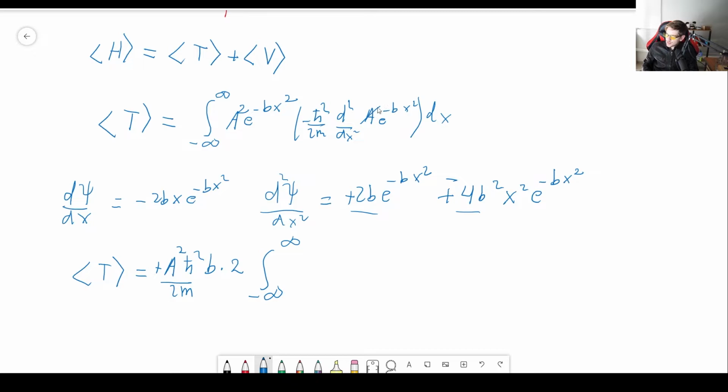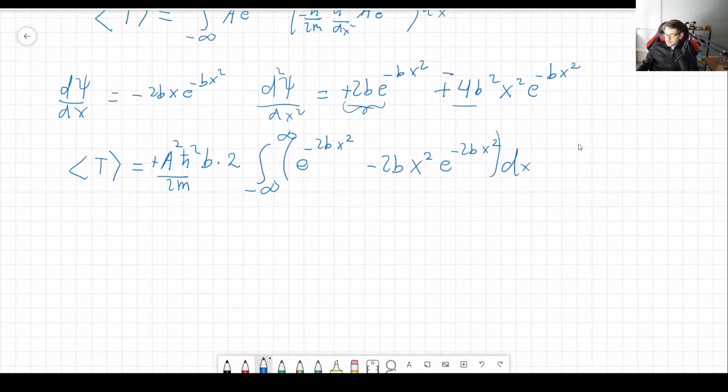And then, of course, the exponentials multiply. So we get e to the minus 2bx squared, and this will now multiply all that is in here. So this is simply a 1 now, because we already considered the exponential and we factored out the 2b. So the first part is simply this exponential. And the second one will now be minus 2b and then x squared e to the minus 2bx squared. Okay, so we have two integrals that we have to solve.